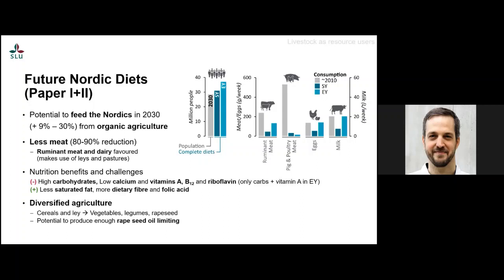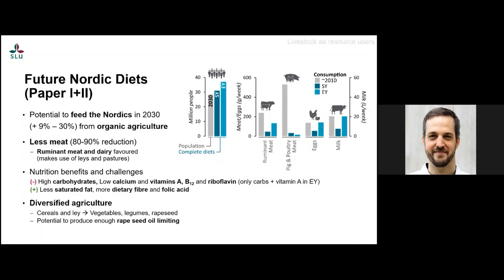Going to the production agriculture part, we saw that the scenarios would imply a much diversified agricultural production in the Nordic region, going from a focus on cereals and ley cultivation, which is the present situation, to growing much more vegetables, legumes, and rapeseed. And we actually saw in the scenarios that producing enough rapeseed to meet the minimum requirements of fat in the diet was limiting the productivity of the scenarios.